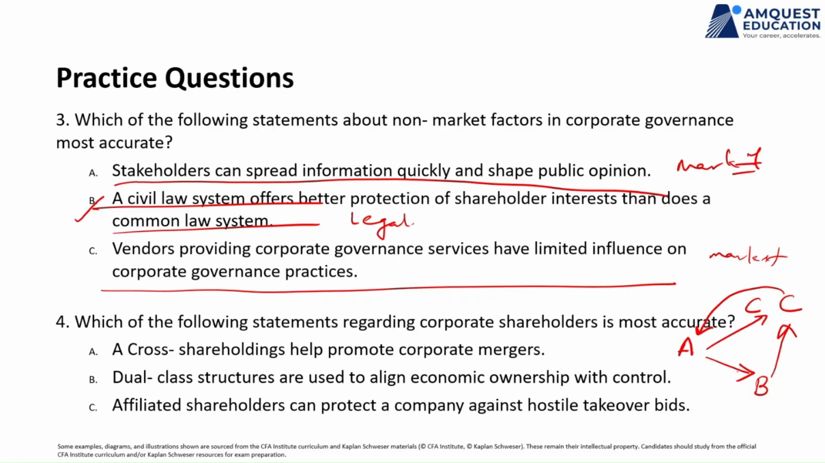This helps promote corporate mergers, which I will be looking at as most accurate. B: Dual class structures are often used to align economic ownership with control. C: Affiliated shareholders can protect a company against hostile takeovers. This is from a corporate shareholder perspective. Now, what is an affiliated shareholder? Affiliated shareholders are sort of shareholders who are your friend. In simple language, they are your friend. This could be an individual shareholder, a large trust, or a corporate shareholder. They are going to protect you from a hostile takeover. What is a hostile takeover?